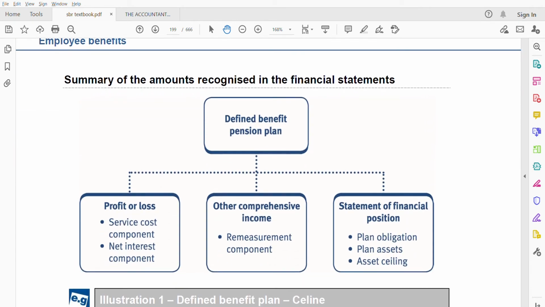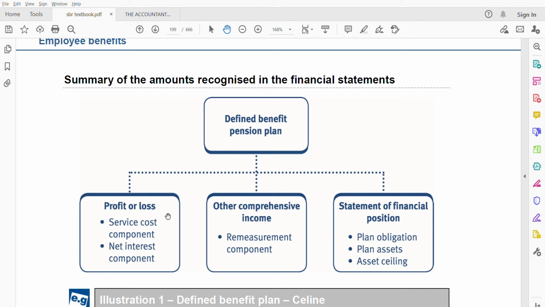Summary of the amounts recognized in financial statements. Everything is now summarized, whatever we have gone through up until now. One is the defined benefit pension plan. It is broken into three statements. Please see the word defined benefit, not contribution. If it was a defined contribution plan, it's not like this. It's much easier, as we have seen previously. We started with the defined contribution plan, but this is the defined benefit plan.